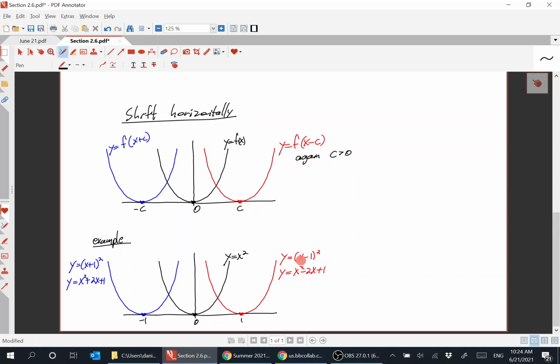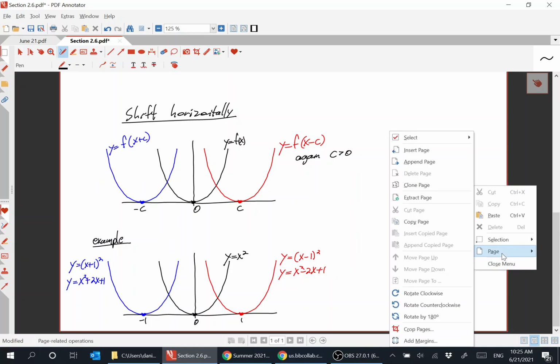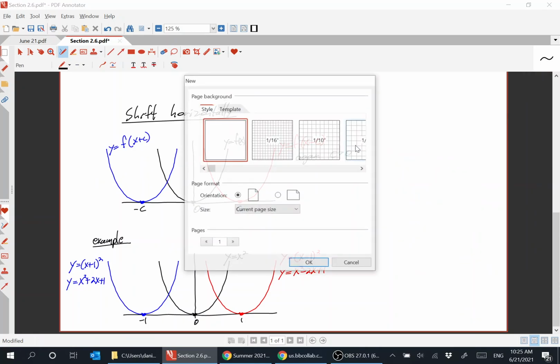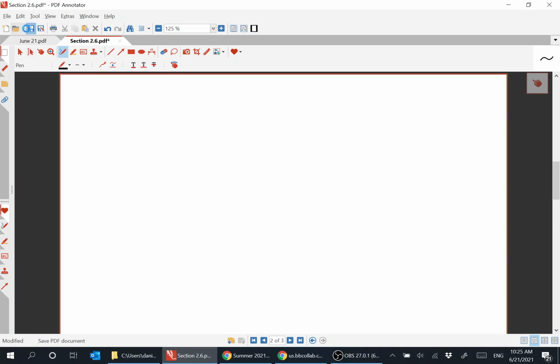So this is y equals x minus 1 squared, replacing x with x minus 1, which gives you this function, x squared minus 2x plus 1, or adding 1 to x, y equals x plus 1 squared. Now, of course, you can combine these two things.